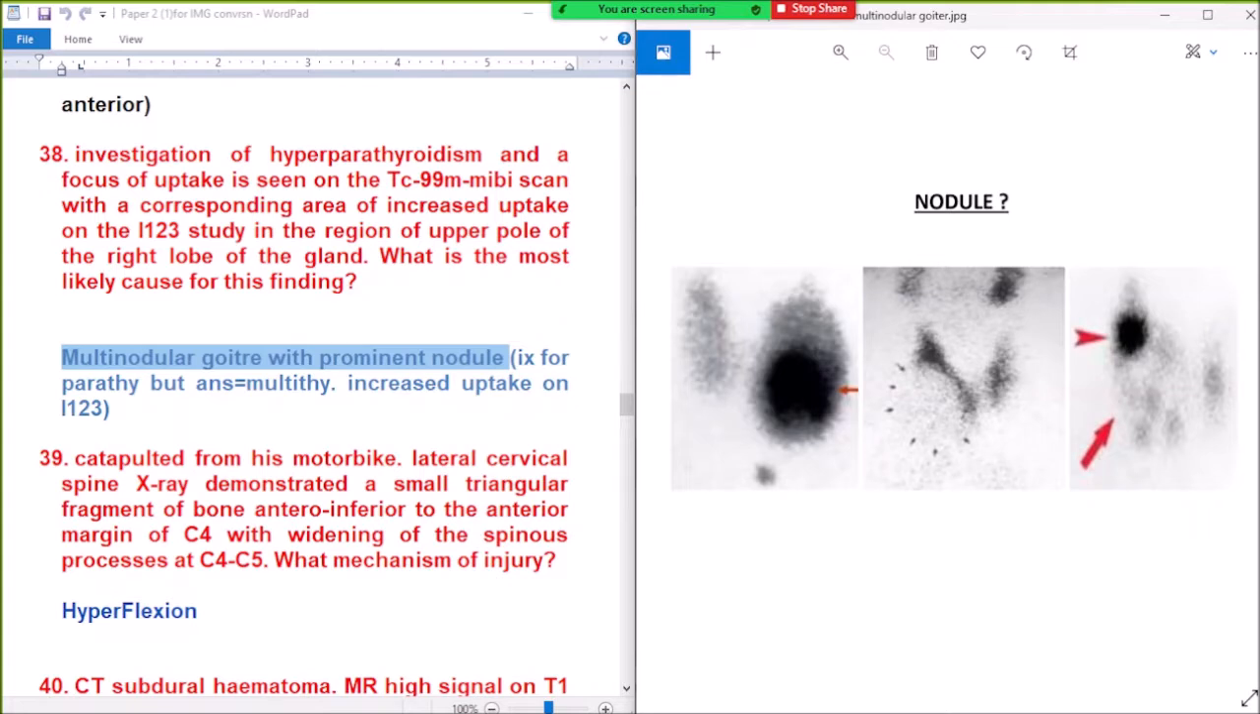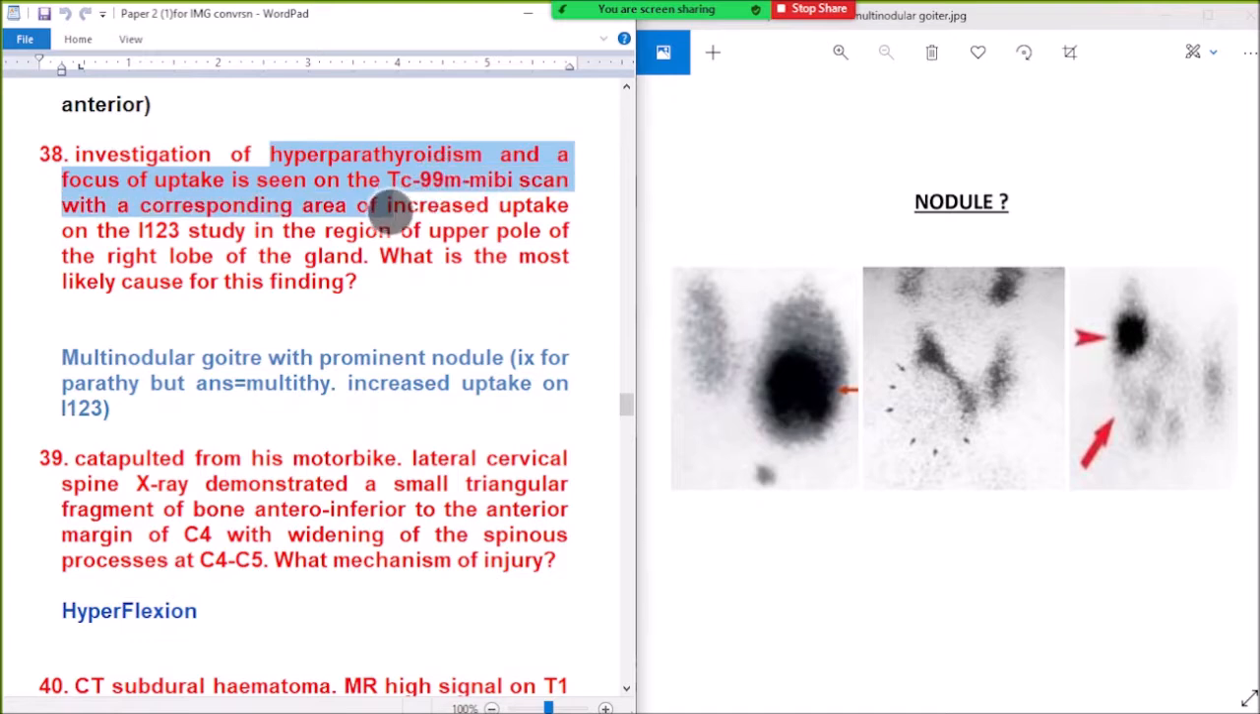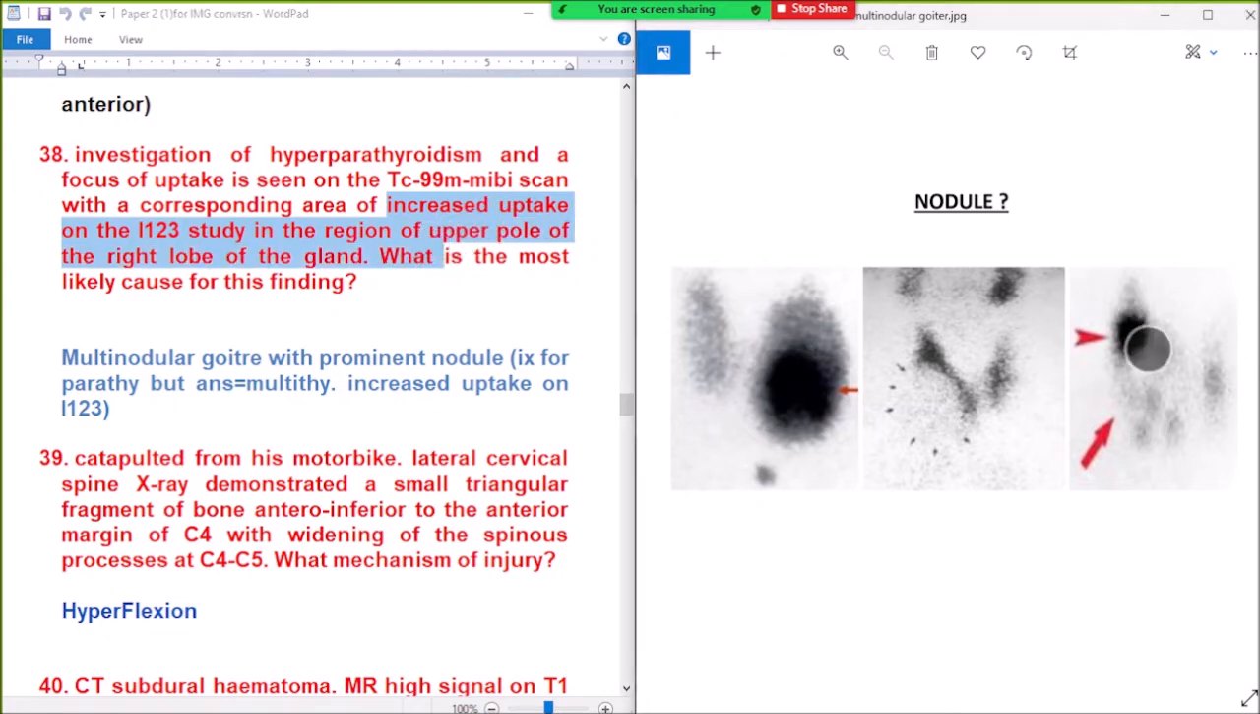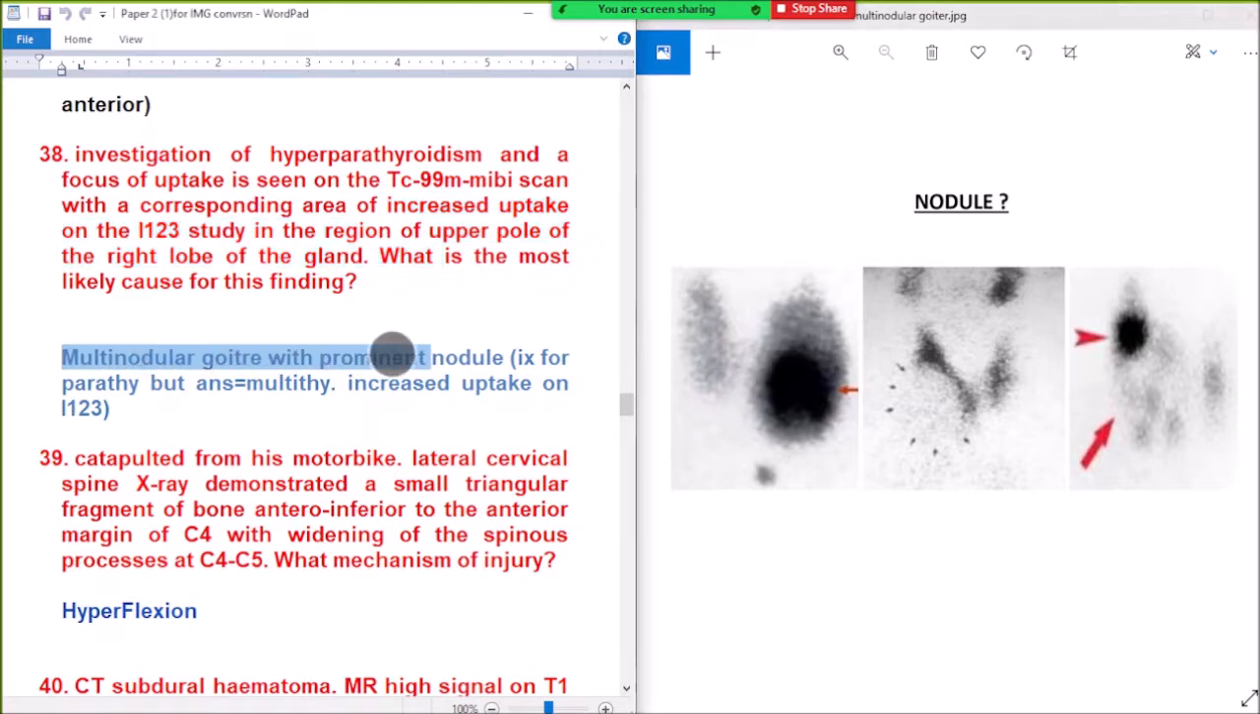Okay, now wait here. Investigating hyperparathyroidism and a focus of uptake is seen on the technetium MIBI scan with a corresponding area of increased uptake on the iodine 123. So you're saying that there is more than one area of increased uptake on different scans. So diagnose multinodular goiter with prominent nodule. None of the other options make any sense. The scan for parathyroid, the answer is multiple thyroid increased uptake on iodine 123. There is more than one focus of increased uptake. So multinodular goiter with prominent nodule.